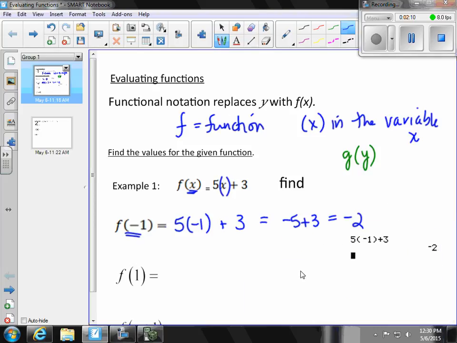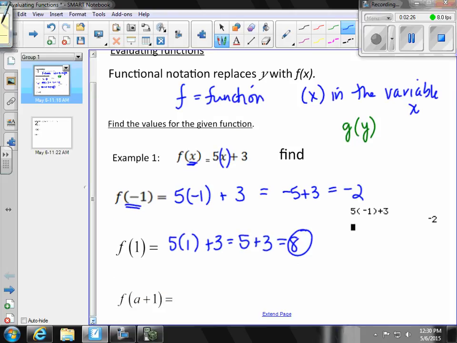Okay, we can do the same thing with 1. I'm going to do it by hand just because I find it a little bit quicker. 5 times 1 plus 3. 5 plus 3 is 8. So my function value is 8.